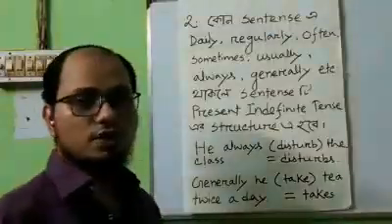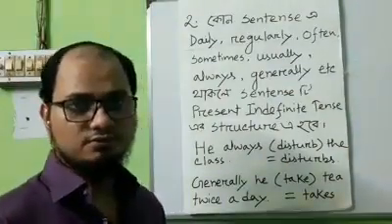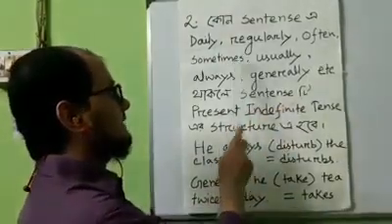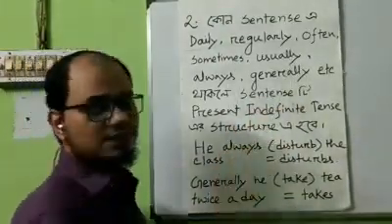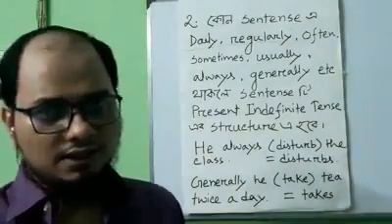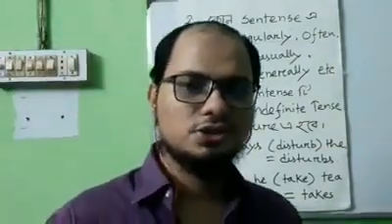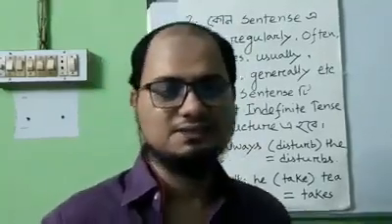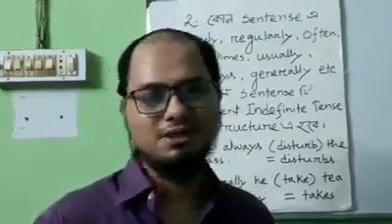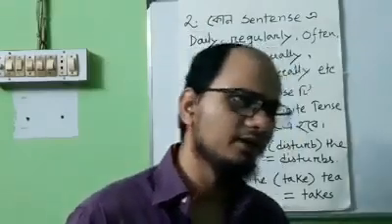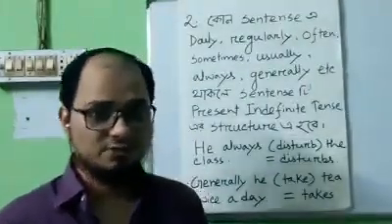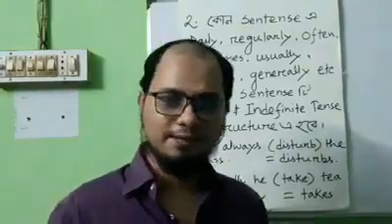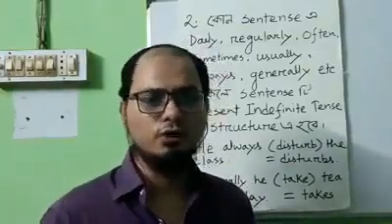Rule number 2. If we find words like daily, regularly, often, sometimes, usually, always, generally, etc. in a sentence, the sentence structure must be in present indefinite tense structure. That is, subject plus verb 1 plus object. And if the subject is third person singular, we must add s or es after the verb word that I have mentioned in rule 1.